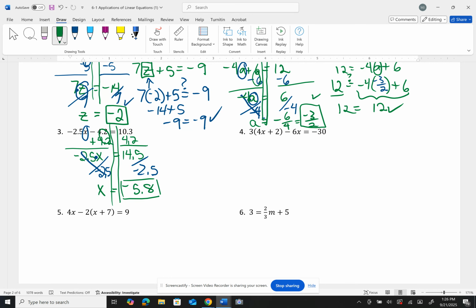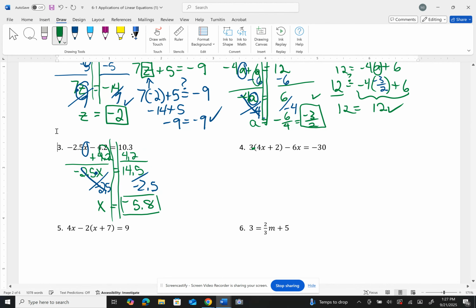There's an understood times between the 3 and that quantity 4x plus 2. For this problem, you would actually need to use a property called the distributive property. So we're just going to jump right in and learn to do this by example. So that 3 would get multiplied by the 4x, but it also has to get multiplied by that 2 for it to wind up having the same value as what you had before.